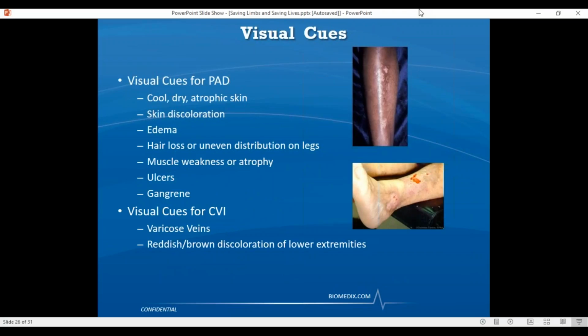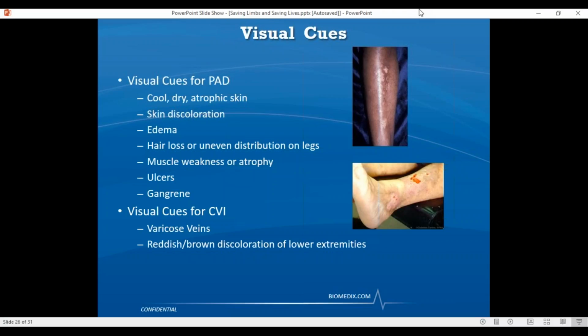In addition to questioning your patient, there are also visual cues that you can look for. The patient's skin may be cool, dry, and atrophic. They may have skin discoloration or edema. Hair loss or uneven distribution on the legs is a visual sign of PAD. Muscle weakness, ulcers, and gangrene are also signs that disease may be present.